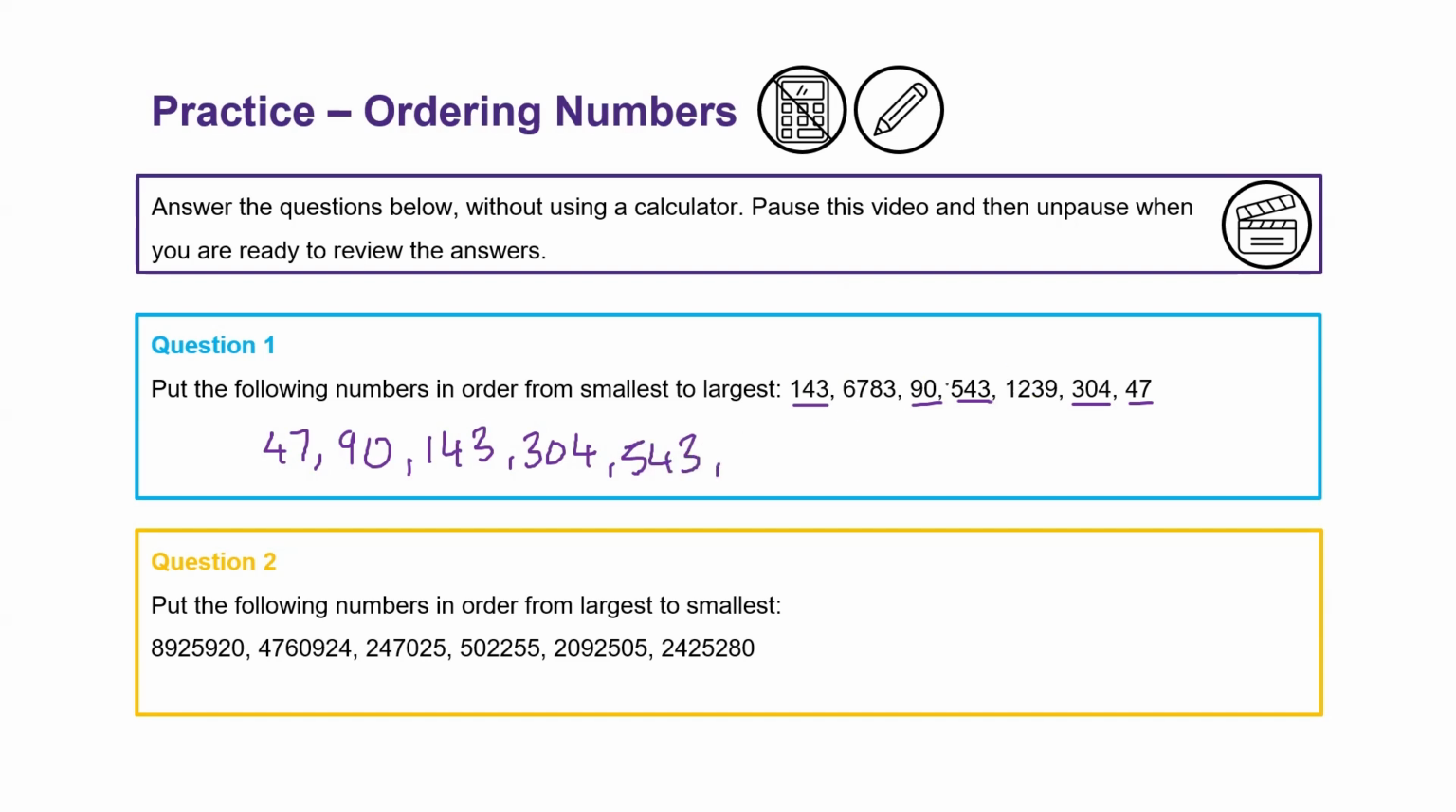This one starts with a 1, so that must be smaller. So 1,239 is next. And then finally, we have 6,783. Question 2, put these numbers in order from the largest to the smallest.